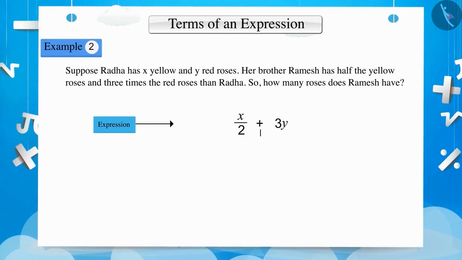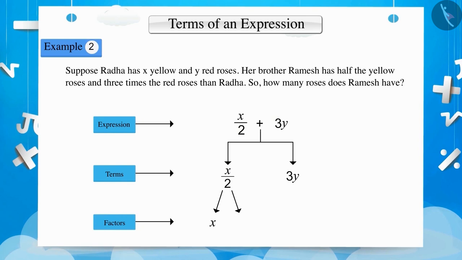In this expression also, we have two terms. The first term is X by 2 and the second term is 3Y. Thus, the factors of the first term of the expression, X by 2, are X and 1 by 2. And the factors of the second term, 3Y, are 3 and Y.